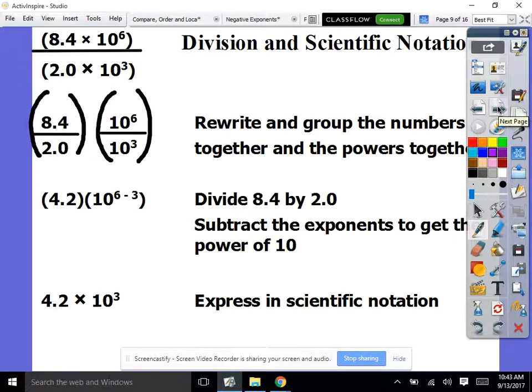All right, division in scientific notation. We once again are going to rewrite and group our numbers together and our powers together. So our numbers, 8.4 divided by 2. And if I do that calculation, 2 goes into 4 2 times, 2 goes into 8 4 times. I get 4.2. And we know that when we divide powers with the same base, we subtract the exponents. So 4.2 times 10 to the 6 minus 3, and we get 4.2 times 10 to the third power, expressed in scientific notation.